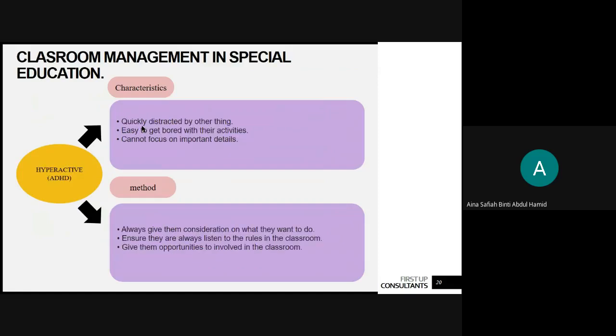So the next one is the hyperactive student, which we call ADHD. Okay, the characteristics: the first one, they are quickly distracted by other things. And second one, easily bored with their activities in the classroom. And the third one is cannot focus on important details. Okay, the methods that the teacher has to use: always give them consideration on what they want to do. And the second one, ensure they always listen to the rules in the classroom. And the last one, give them opportunities to get involved in the classroom.